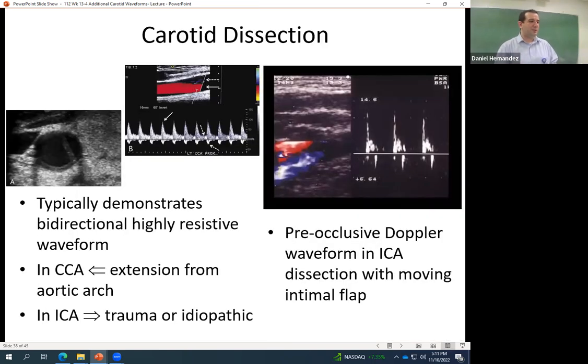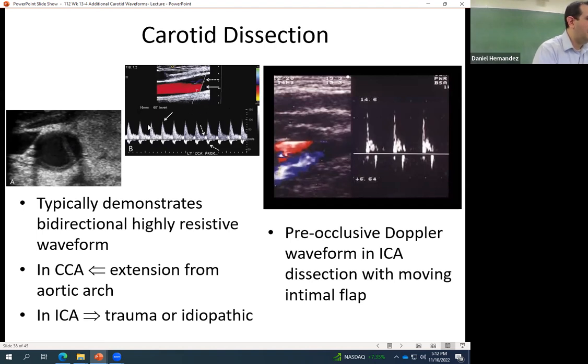Carotid dissections. So here we can see again our nice telltale intimal flap across that carotid artery, separating a true lumen and a false lumen. So really the best way to tell the difference is by Dopplering.